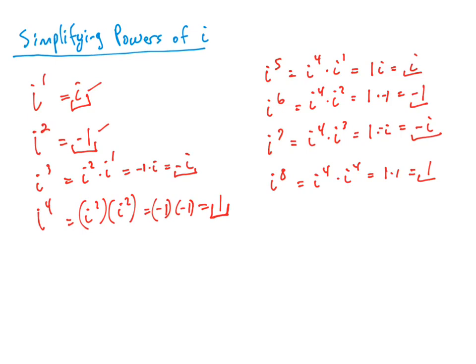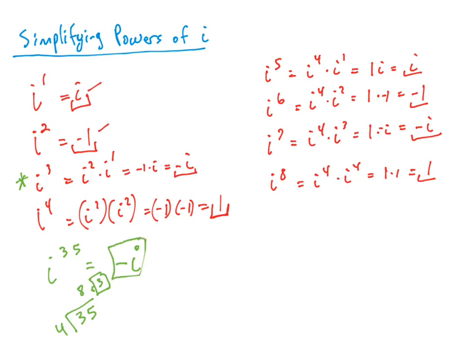So because it repeats itself every 4, we can use this fact to simplify something like i to the 35th. Well, if we take 35 and divide by 4, 4 goes into 35 8 times, and we have a remainder of 3. So the remainder is what we really care about. If the remainder is 3, we're going to end up in this situation where i to the 35th is equal to negative i.